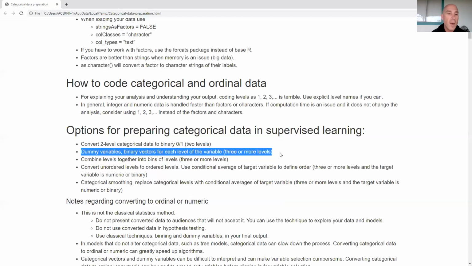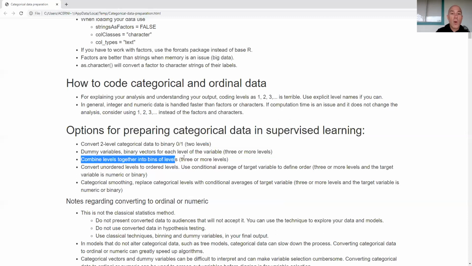I don't have a choice. But for modern data analytics, we have some other tools. I'm going to talk about those other tools. So the first one is to combine levels together, and we're going to call that binning levels.